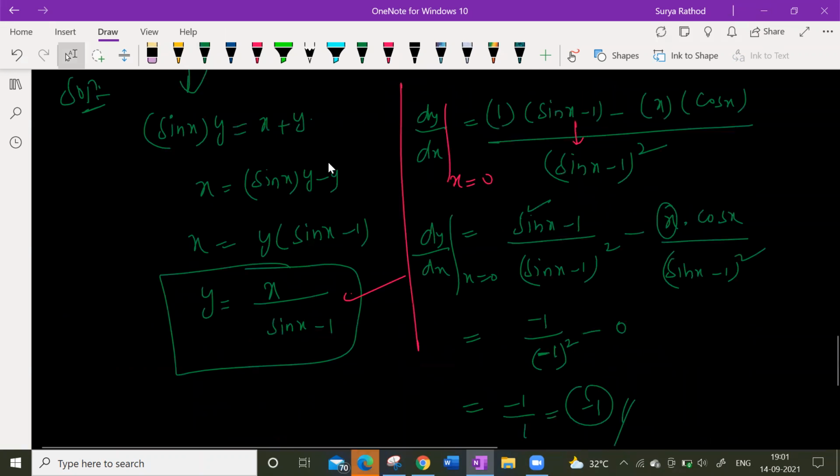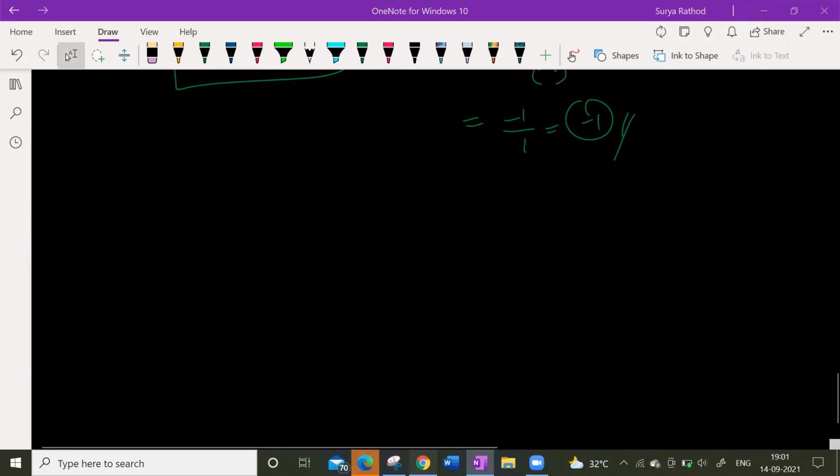Any doubts? Getting the y function is very important here. Question says y function. Look at sin x into y. Get the like terms together. After that, you just subject the y. You get this one. Then by using the quotient rule, you can find out the answer. Next question.